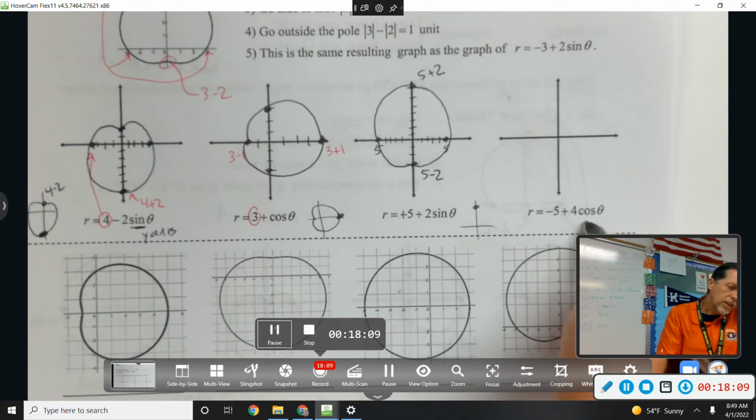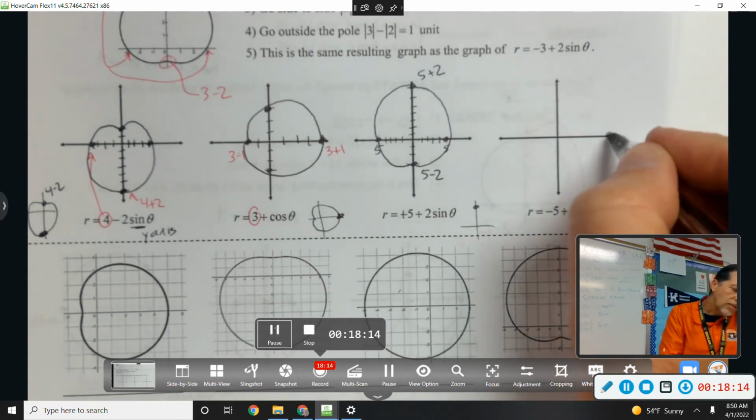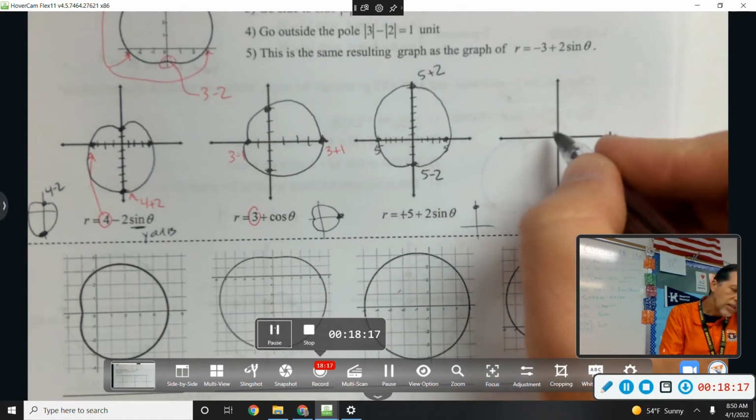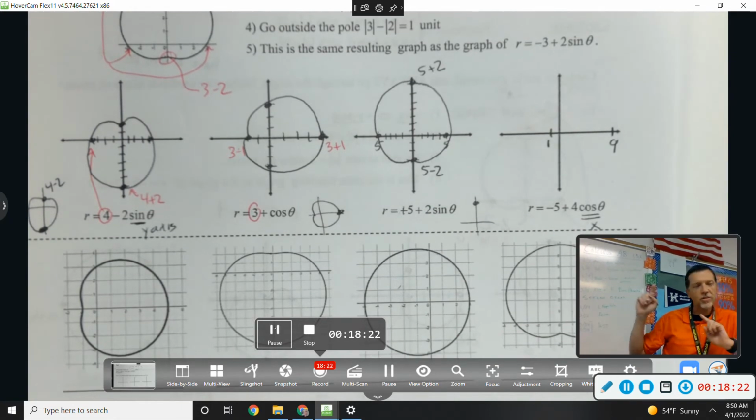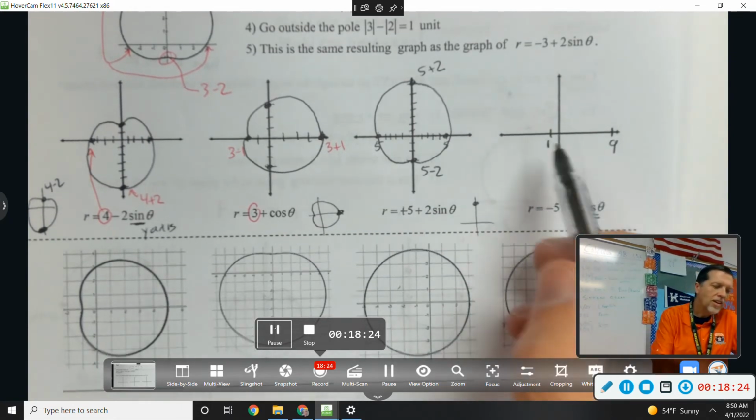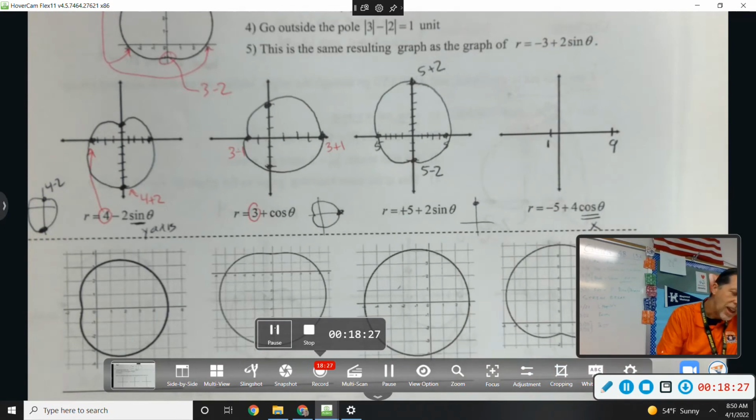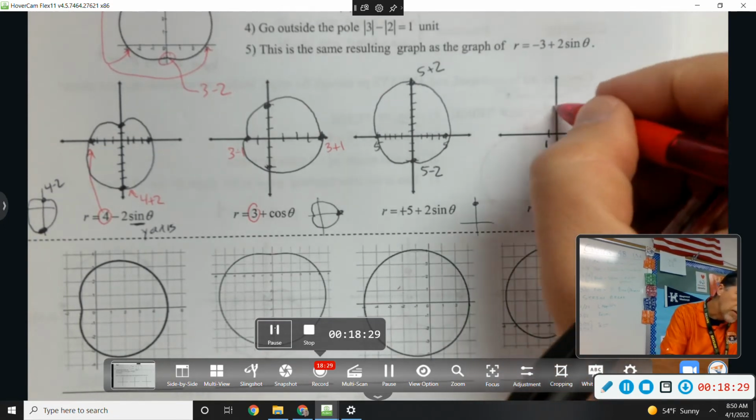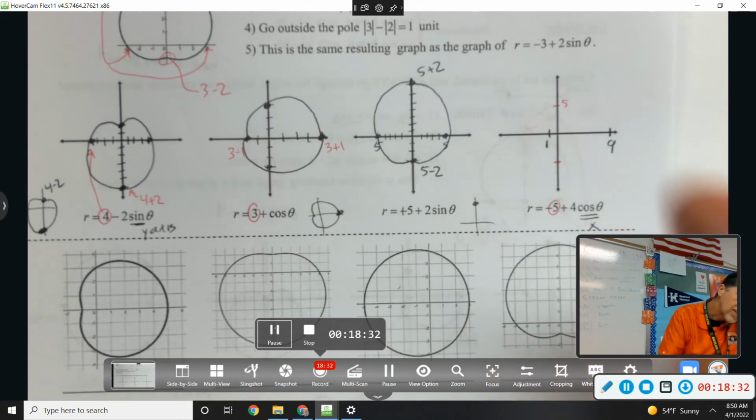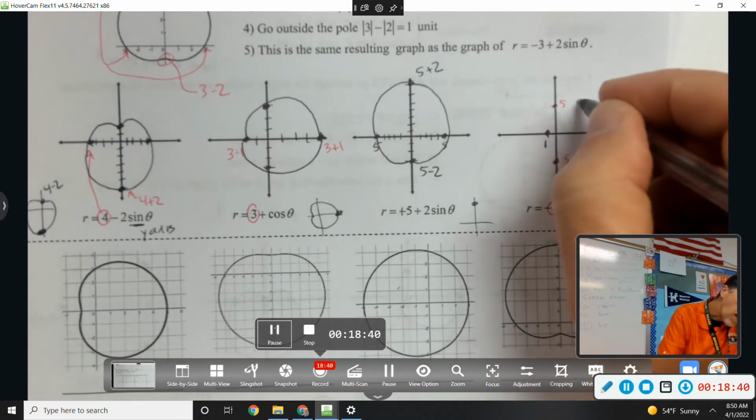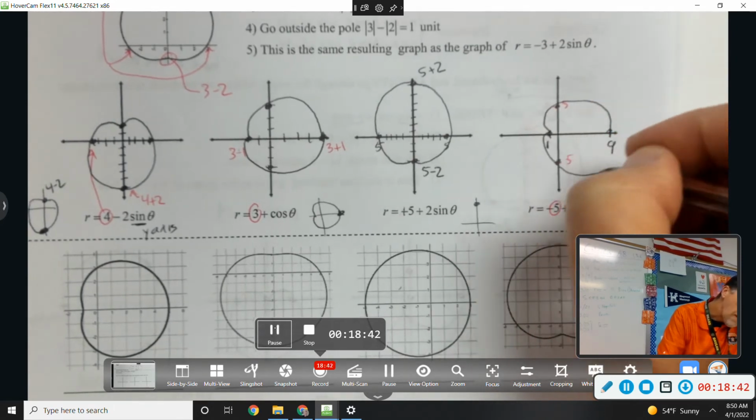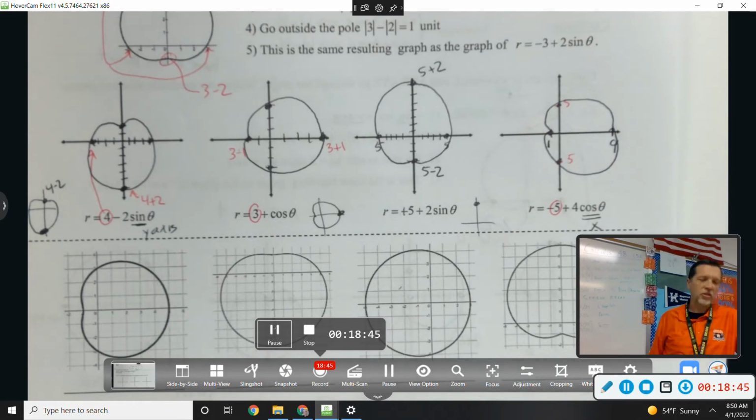And then this last one, cosine, so it has an x orientation. 5 plus 4 is 9. 5 minus 4 is 1. Maybe we should have done the plus and the minus first. So 5 plus 4 gets you the farthest out. 5 minus 4 gets you the closest in. And then 5 on the sides. Ugh, that's not the best picture.